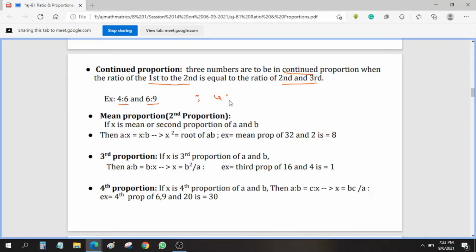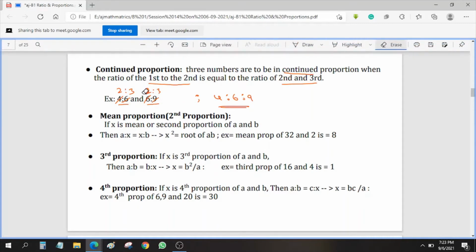So continued proportion we can also represent like this: 4 is to 6 is to 9. So 4 to 6, what is the ratio here? Which is 2 is to 3. And 6 to 9, again you will get 2 is to 3. So 3 twos are 6, 3 threes are 9, 2 is to 3. So if the ratios are equal, then we can say that it is in a continued proportion.